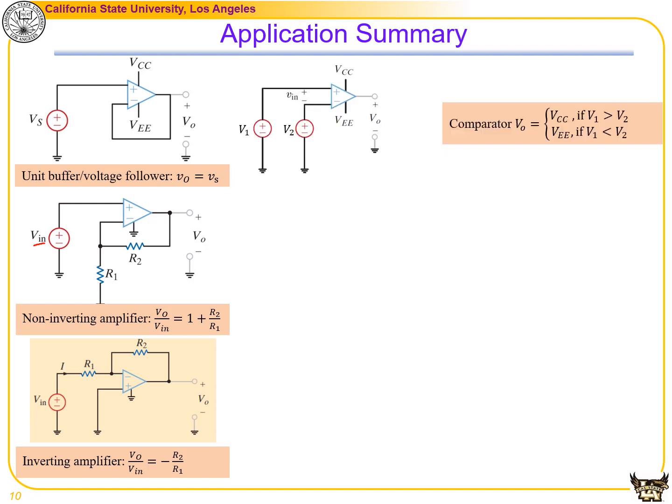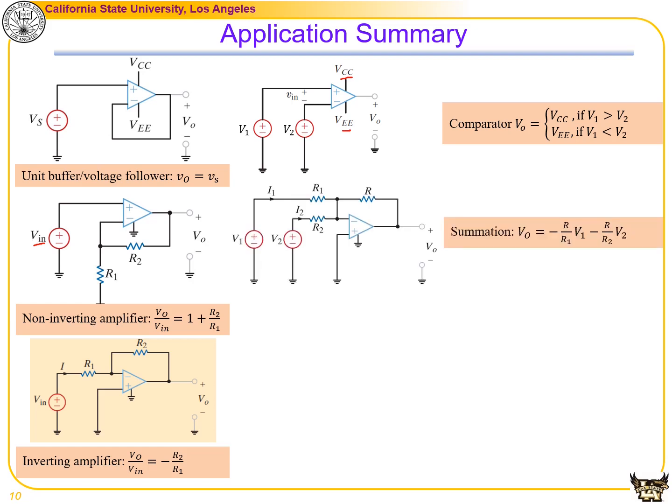The next application is a comparator, where the output VO will be either VCC or VEE, depending on which signal is larger. The next application is a summation application, where we have two signals connected to the same terminal. If they have a negative sign, we can connect both signals to the inverting terminal. If we have a plus sign, the signals will be connected to the non-inverting terminal.